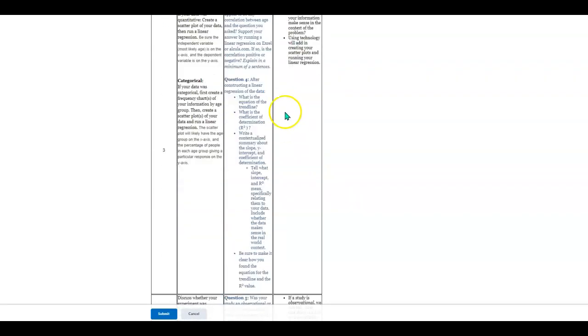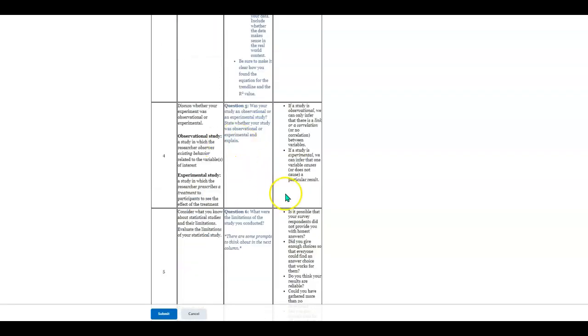If you have any trouble when it comes down here to part 3, especially when it's asking you to run a linear regression, please make sure you're reaching out. I'm happy to help you either pick the data and help you get that set up to actually be able to run the regression line and how to find your equation and coefficient of determination.